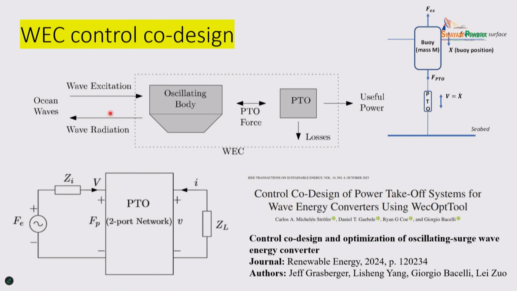I give you one example about control co-design. You can find more details in these papers. One paper is by George, another is our collaboration, together with George too, at Idaho National Lab. Okay, and the control co-design concept is like that. You have wave excitation, for example, on the buoy. You have the PTO and convert it into useful power. In this, you have to consider all kinds of efficiency loss, right?